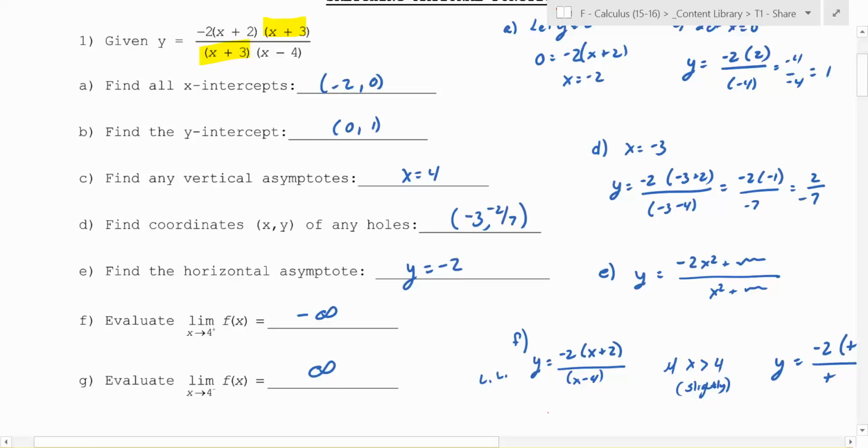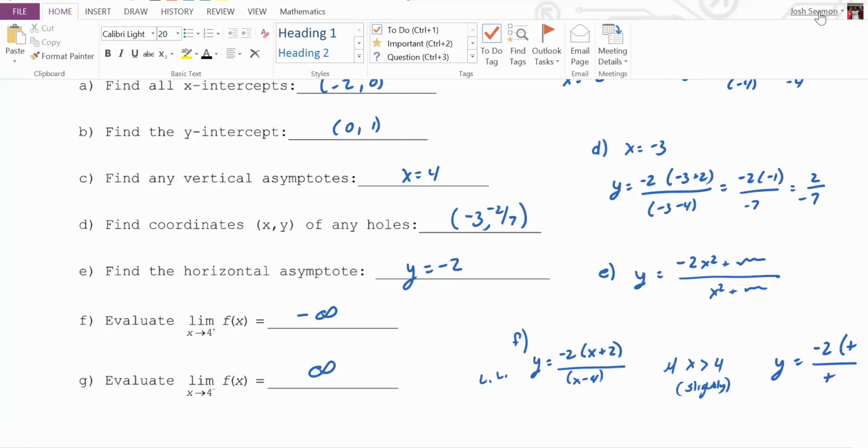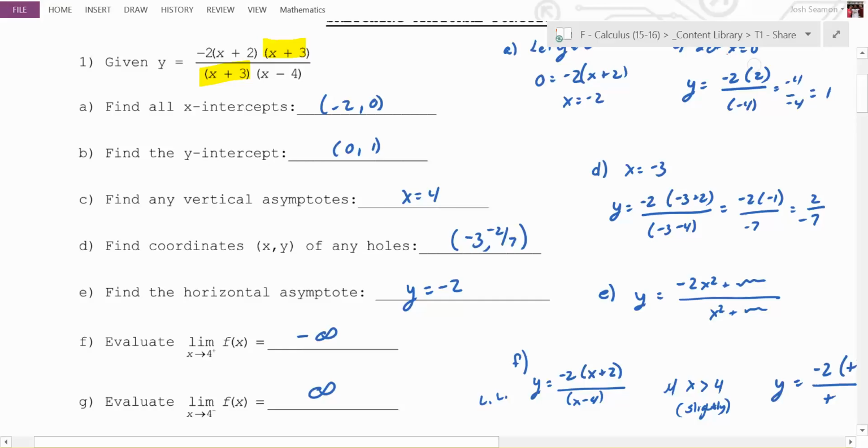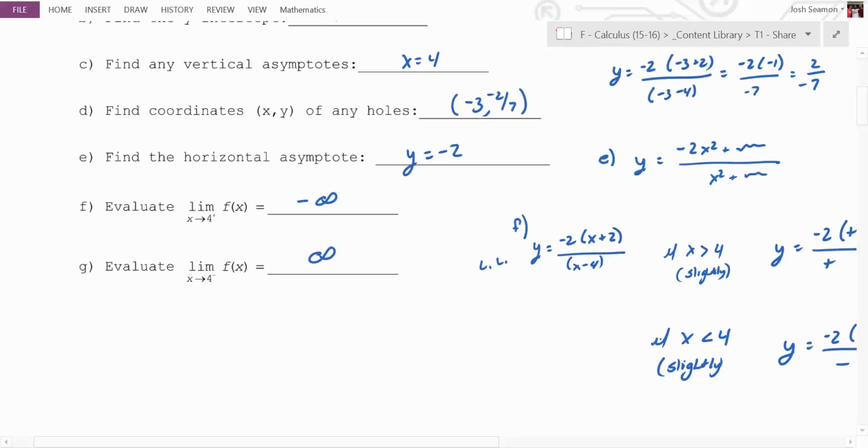On this one, let's write it down. What's the simplified form for this one? The simplified form looks like it's negative 2 times what, over what? x minus 4.